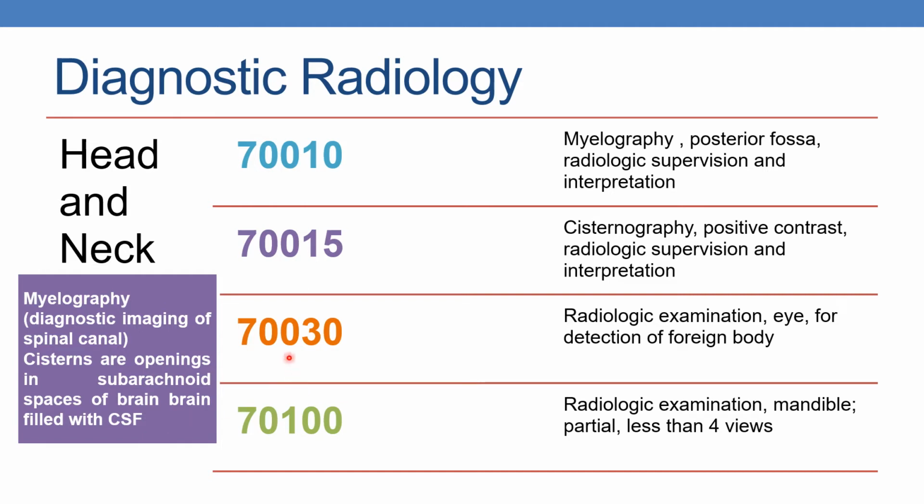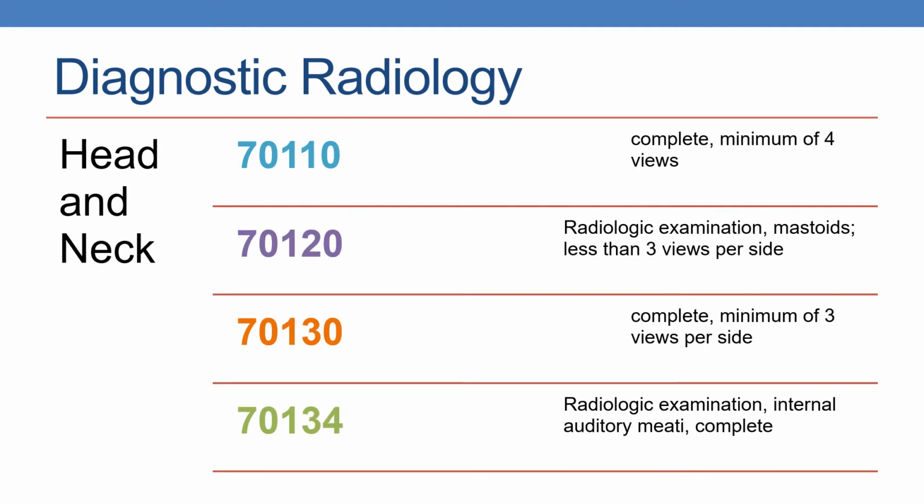The next CPT is 70030. It deals with radiological examination, eye, for detection of foreign body. The next CPT is 70100, radiological examination mandible partial, less than 4 views. The next CPT is 70110. It deals with radiological examination mandible complete, minimum of 4 views.